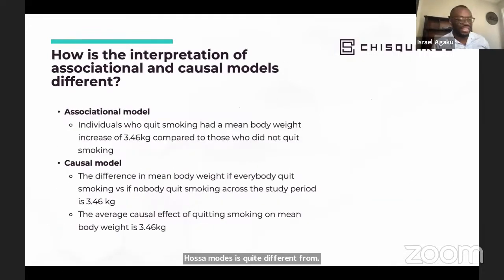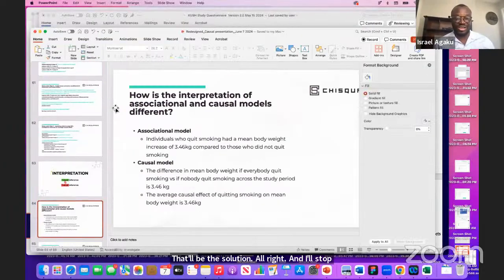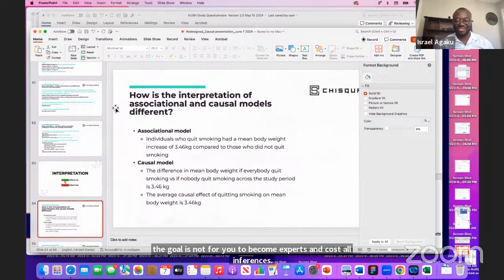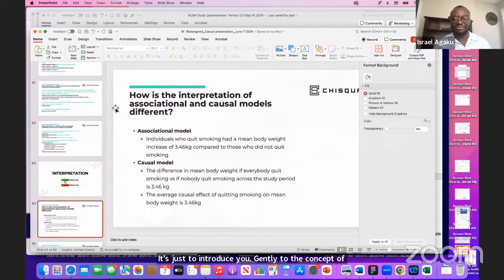All right, and I'll stop here and take any questions that you have. I know this is quite a new topic. So again, the goal is not for you to become experts in causal inference. It's just to introduce you gently to the concept of causal theory and how we do it. It's a bit more complicated, but I've tried to really dumb it down so that you can understand the crux of the whole issue and at least have a good understanding of how it's done.